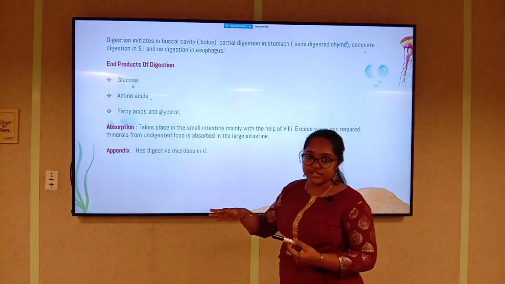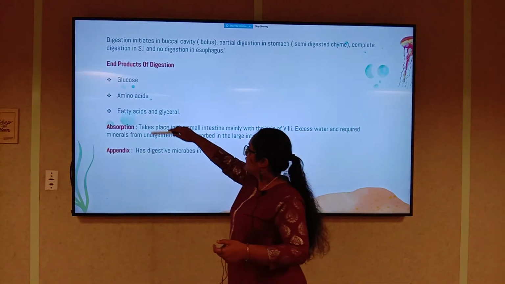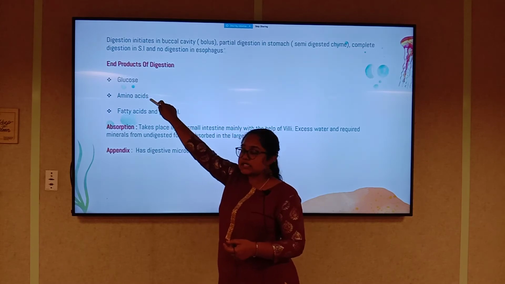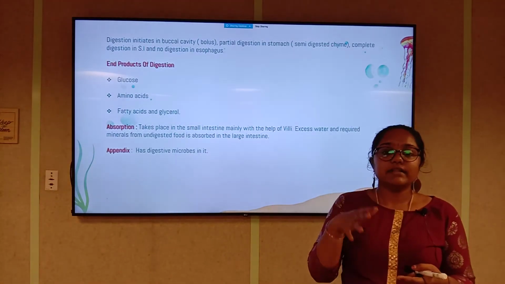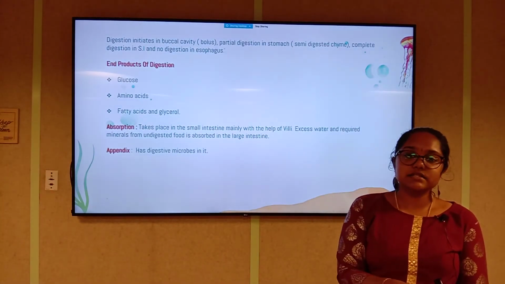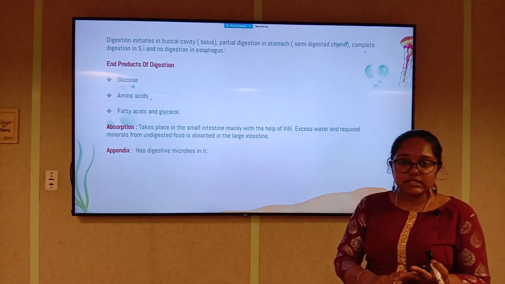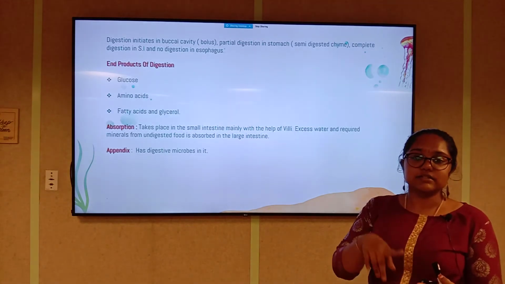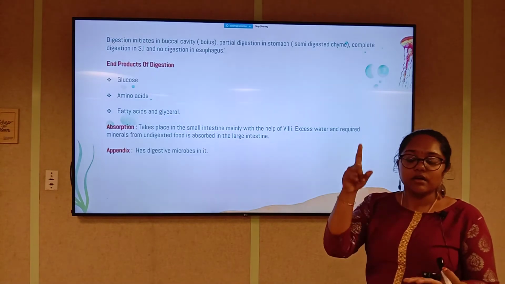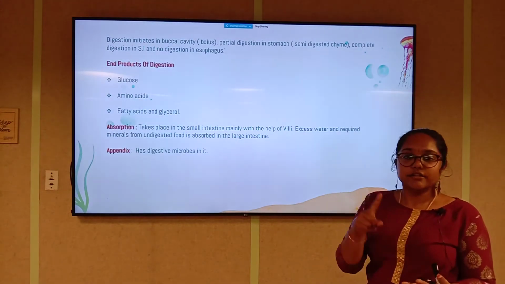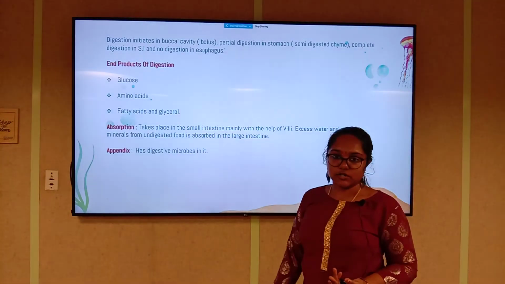After the completion of digestion, the nutrients are getting absorbed into the blood. What nutrients are getting absorbed? Glucose, amino acids, fatty acids and glycerol. When carbohydrates are completely digested, the only nutrient you get is glucose. When you eat proteins, after they are completely digested, the only nutrient you get is amino acids. When fatty substances you eat are completely digested, the nutrients we obtain from the fats are fatty acids and glycerol. Clear?